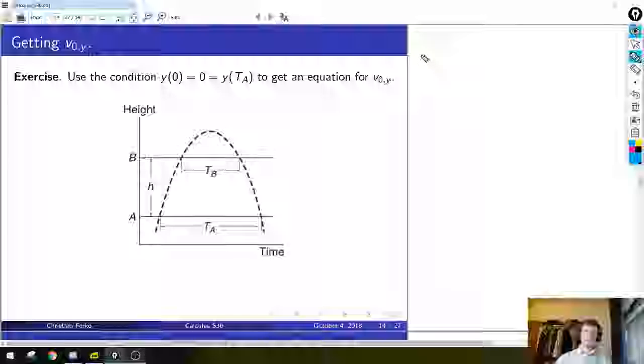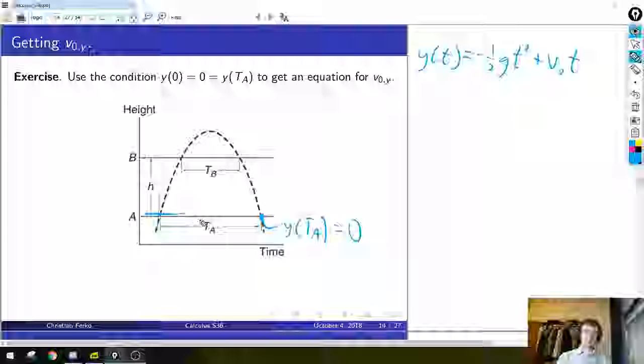So I will ask you, reproducing the equation we had a moment ago, y of t is minus a half gt squared plus v naught t. How can I use this point here, which is the observation that y at time ta is back down to 0? By the way, for convenience, I'm choosing our origin here, so this height a is going to be 0. It just makes life easier. Okay, so how can I use this to get an equation for v0?